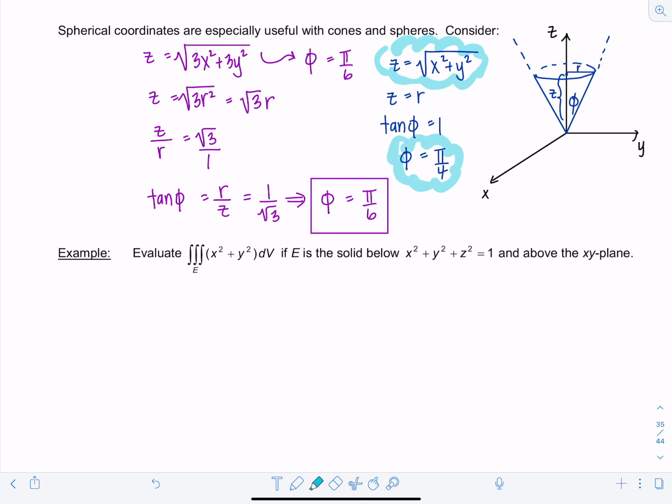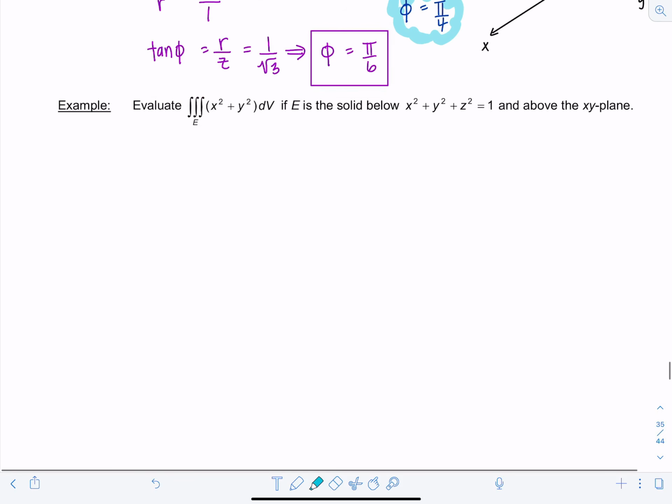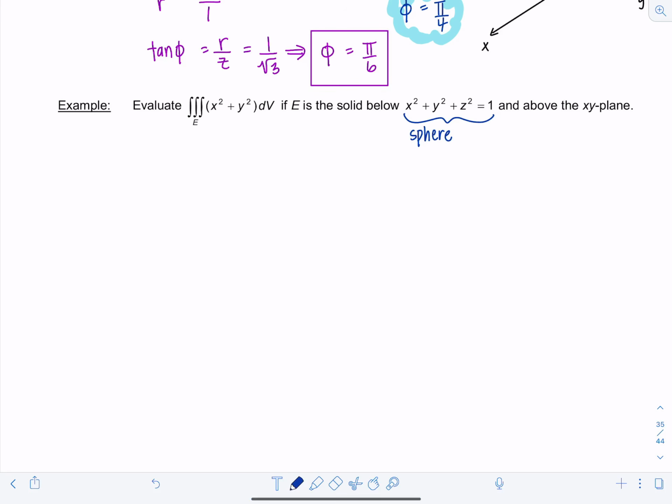All right. So evaluate the triple integral over E of x squared plus y squared dV if E is the solid below x squared plus y squared plus z squared equals 1 and above the xy plane. Okay, so I know this is a sphere. Radius is 1, and we're above the XY plane. Okay, so let's draw what's going on. So E is just basically the upper half of the sphere, right?